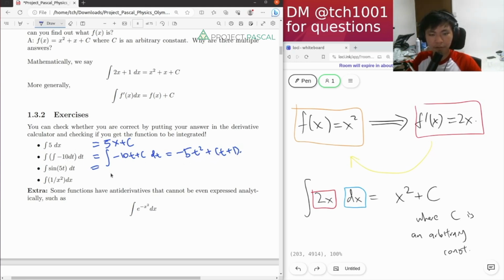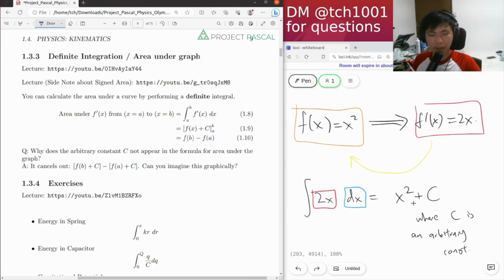The integral of sine 5t is going to be -1/5 cosine 5t plus c. One can check that if you differentiate -1/5 cosine 5t plus c, you get back sine 5t. And lastly, the integral of 1 over x squared is going to be -1 over x plus c. The last example is used for the calculation of potential energy for the inverse square law, such as gravitational potential energy or electrostatic potential energy.